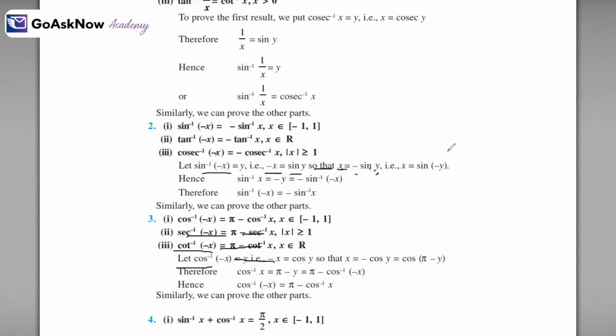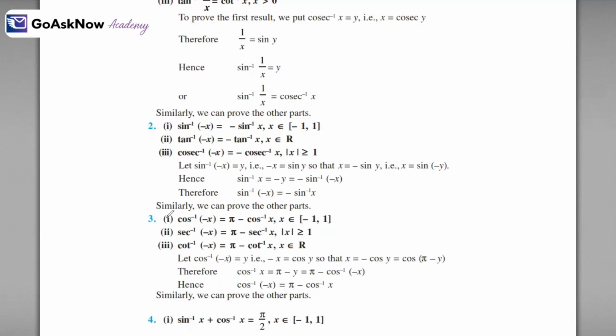That is, x equal to sine of minus y. So we can write it like sine of minus y also. And hence it is proved that sine inverse x is equal to minus y, that is equal to minus of sine inverse minus x. Okay. So from there we will get sine inverse of minus x equal to minus of sine inverse x. I hope that you got this formula and the proof. The proof is not important for you, but the formulas you have to remember. Let's move further and see the next type of formulas.